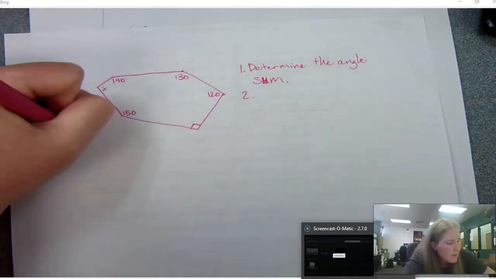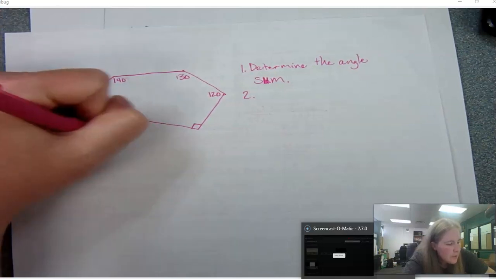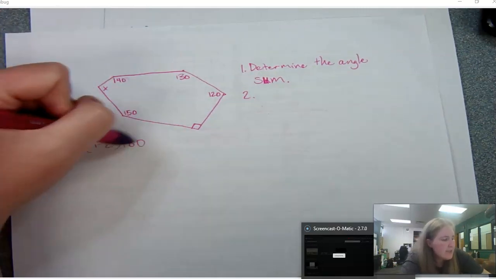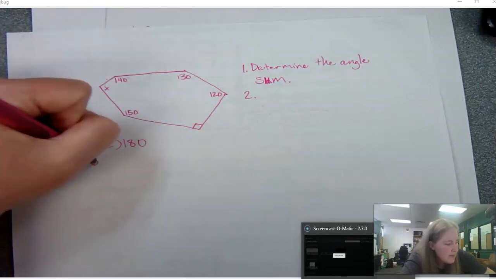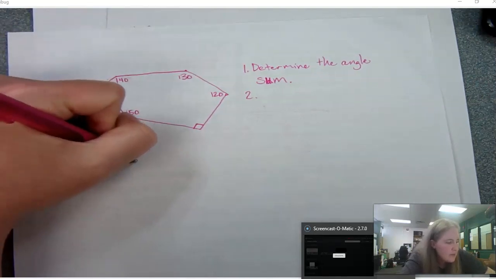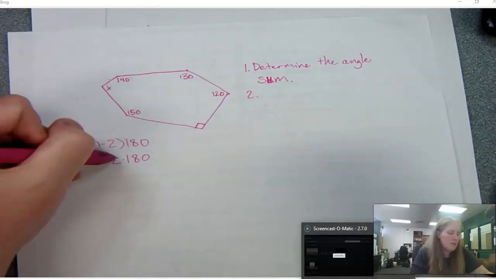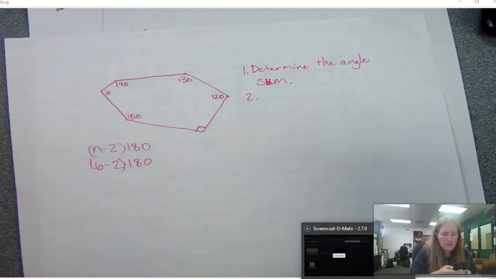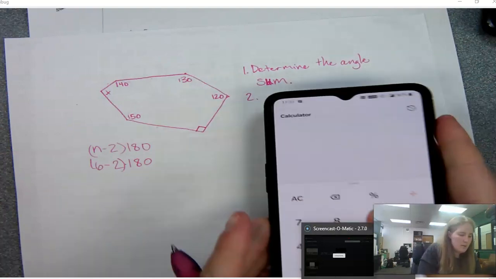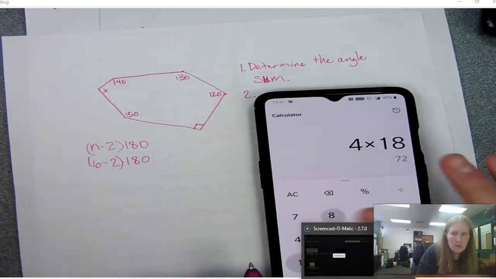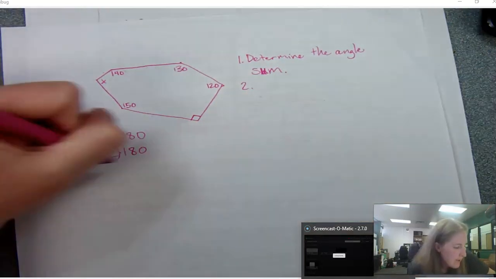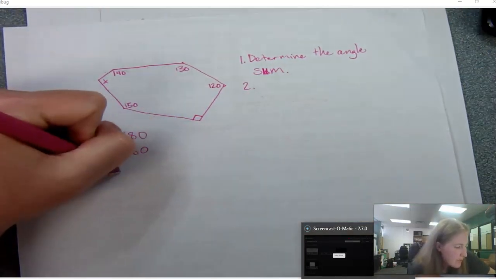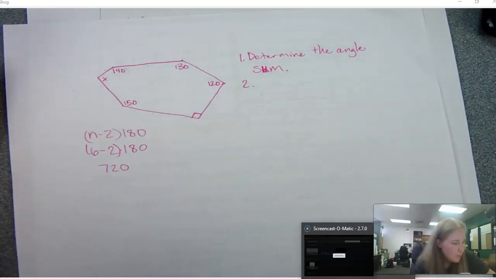Okay, how do we do that? N minus 2 times 180. How many sides is this shape? 1, 2, 3, 4, 5, 6. So 6 minus 2 times 180. So it'll be 4 times 180, so 720. Hopefully you're noticing that all hexagons have an angle sum of 720. Yeah, it's a pattern that they all follow.